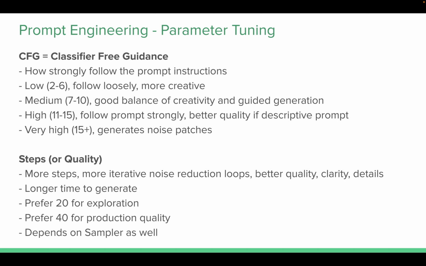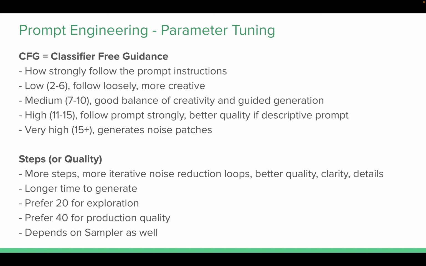A high range between 11 and 15 follows your prompt very strongly. If you have a highly descriptive prompt with multiple objects or items described in the prompt, you can bump up the CFG to this range. The AI model will try to display as many elements in the output image. A very high range of CFG, say 15 and above, is generally not recommended or usable. It is going to generate noise patches as well as very rough images.